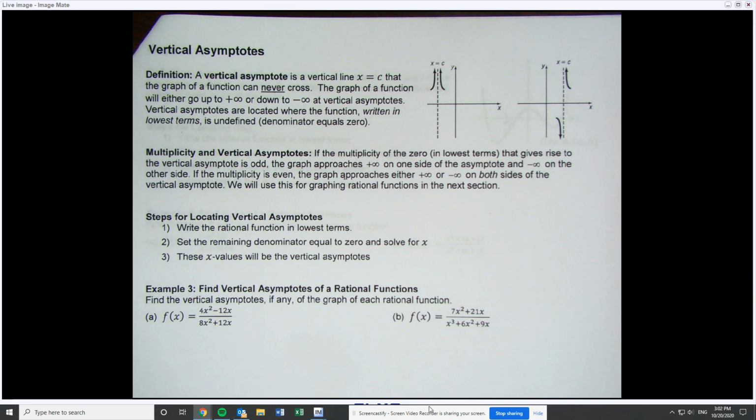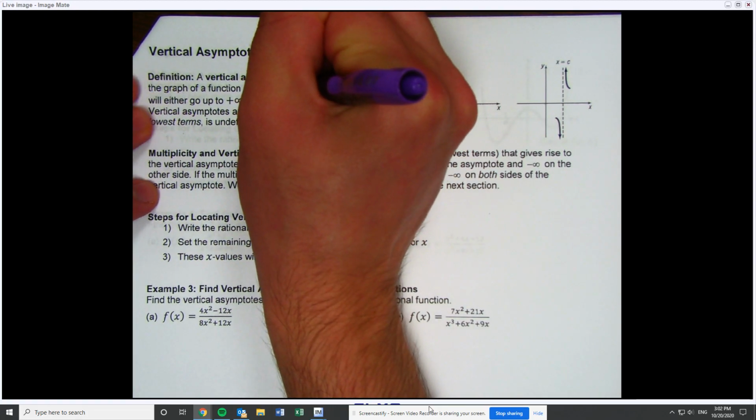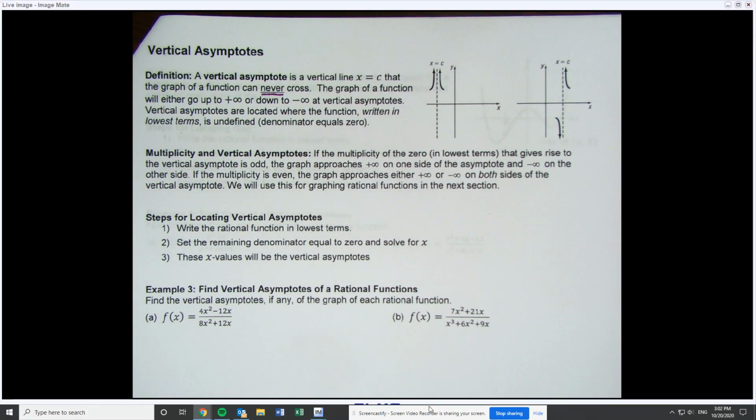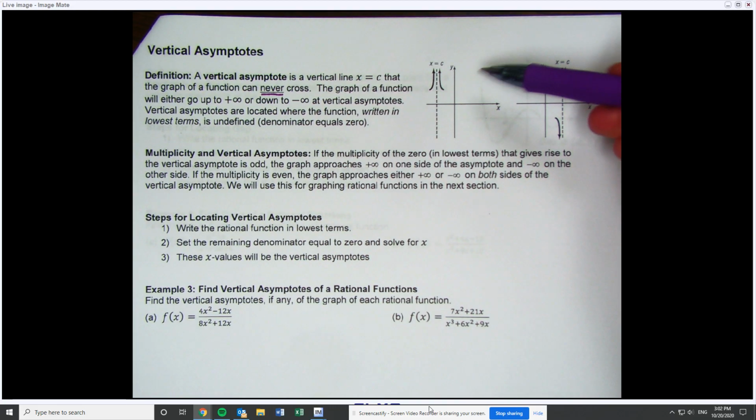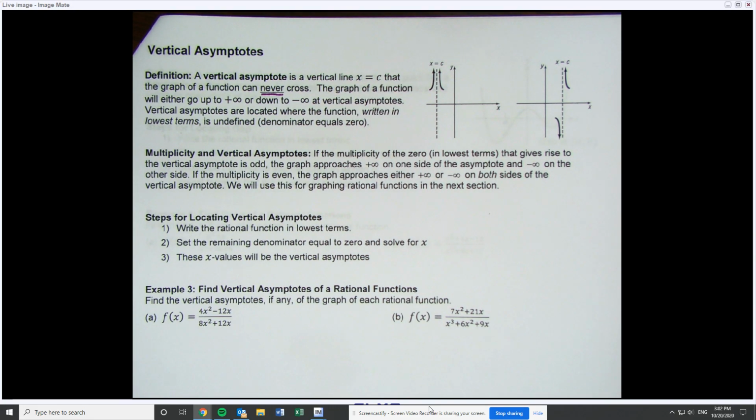But one thing that's special, and this is only for vertical asymptotes, it will never cross. So our graph will never cross this dotted line. Think about it as a fence. Your graph is heading towards it, but it cannot cross, so it has to either shoot up or down to avoid it.